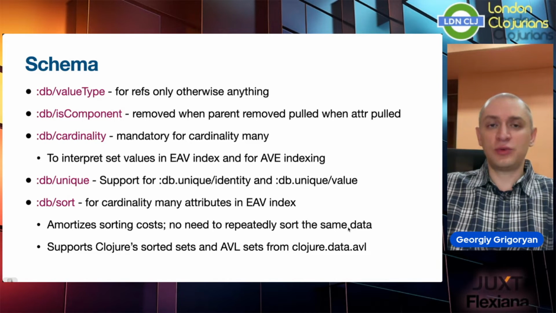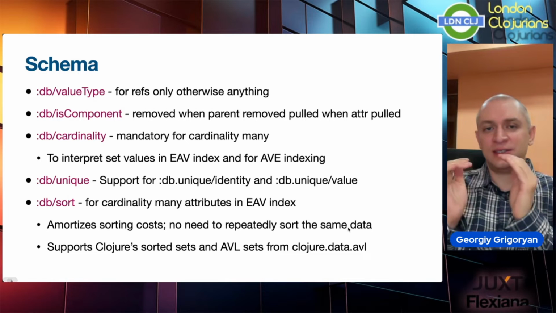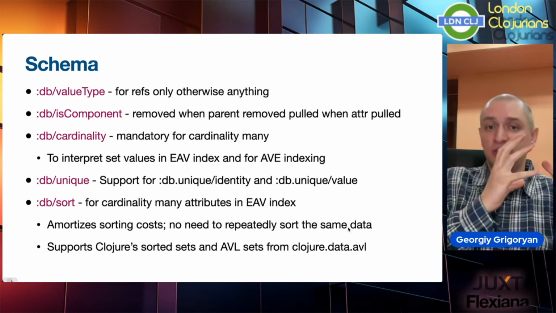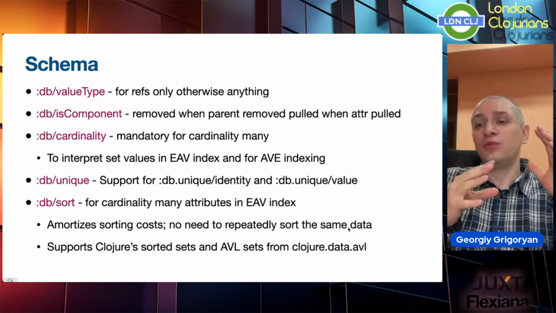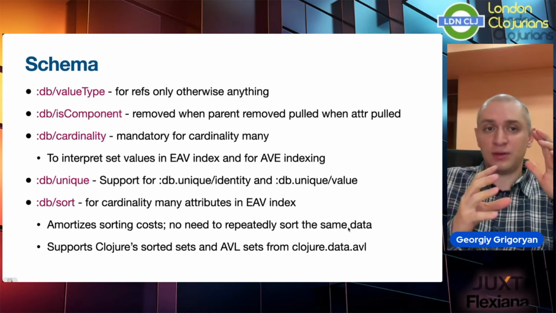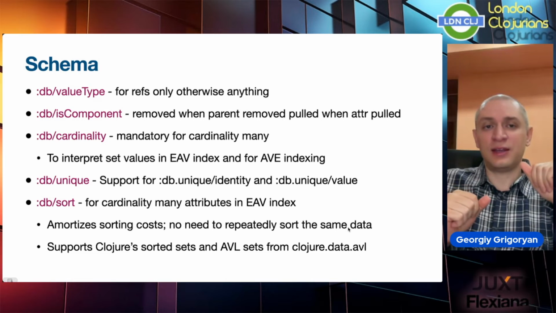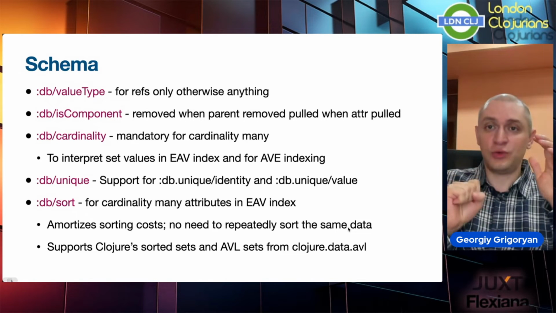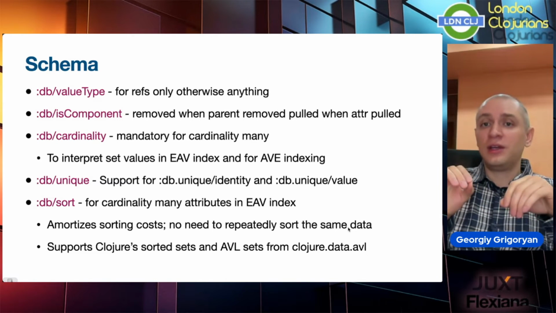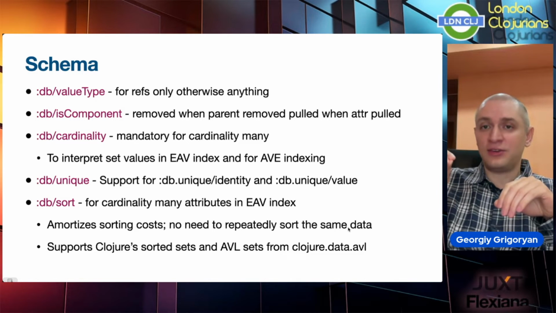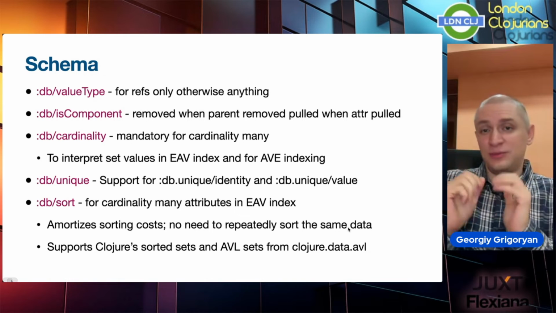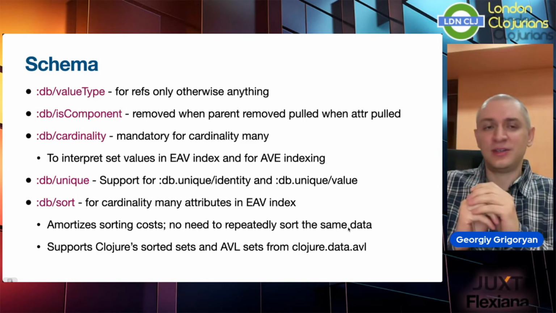Is component. So component entities are just these entities that are meant as components of the parent entities. And the thing about them is they get removed if you remove the parent. Like with the retract entity, it'll retract its components too. And when you pull, even if you don't join, if you pull that attribute, it'll pull the whole entity. So that's just a little convenience.